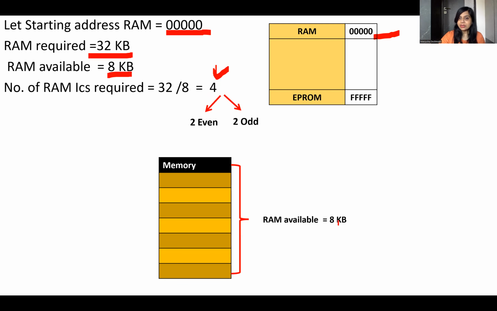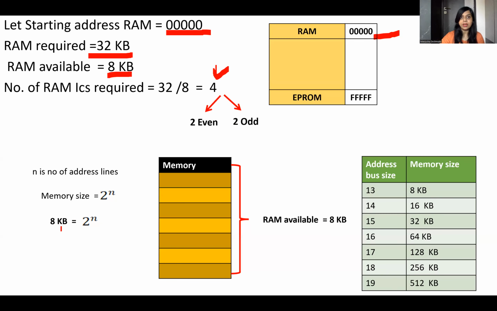This is the RAM IC available with us, that is 8 KB. We know how to calculate address lines for this. This is the standard formula and the standard relation, as I have shown on slide number 3. If we want to connect a memory size of 8 KB, remember this 8 KB, this is available. Don't calculate for 32. Many times students make a mistake: rather than calculating for 8 KB, they calculate for 32, which is wrong. You should calculate for what is available. So we have 8 KB available.